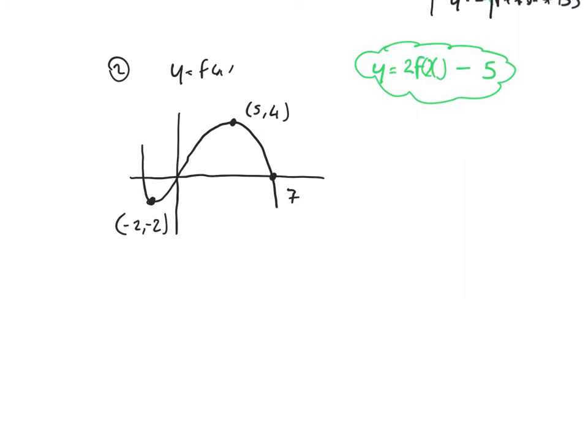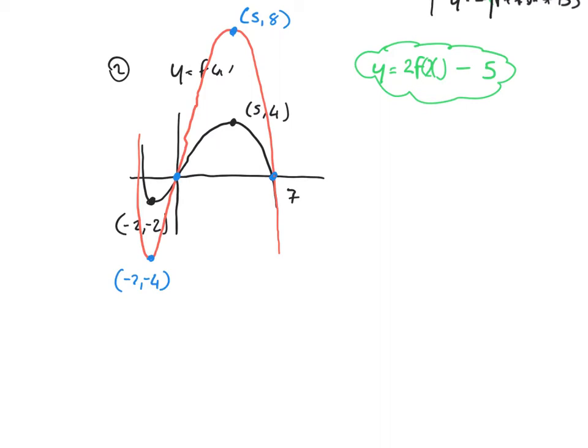Okay, so there we go, that's the 2f of x. What does that do? That stretches the thing vertically by a factor of 2. Minus 2 stretches down to minus 4. 0, 0 times 2 is still 0. 5, 4 stretches up to 5, 8.